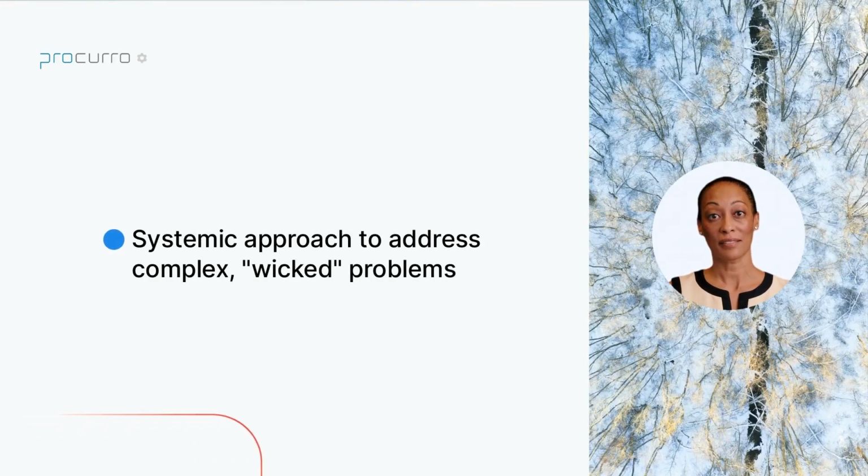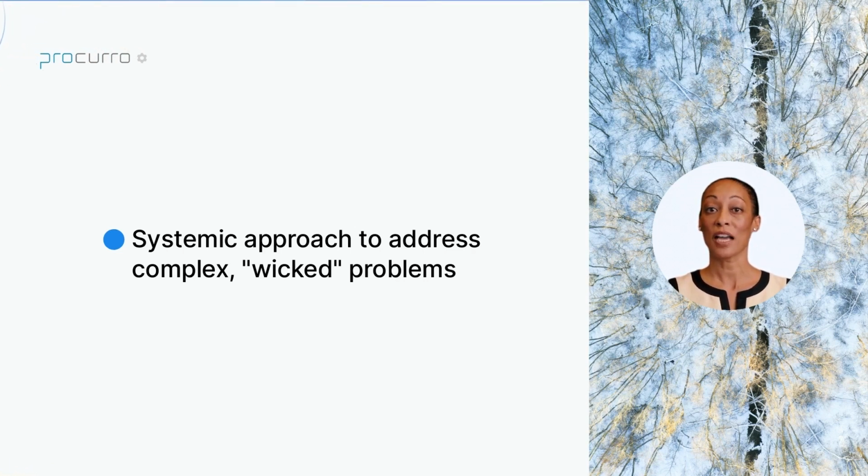Systemic problem solving. Finally, let's talk about the systemic approach to problem solving. Systemic problem solving involves using the systemic approach to address complex, wicked problems. These are problems that are difficult to define, have multiple causes, and can only be solved through interdisciplinary collaboration.